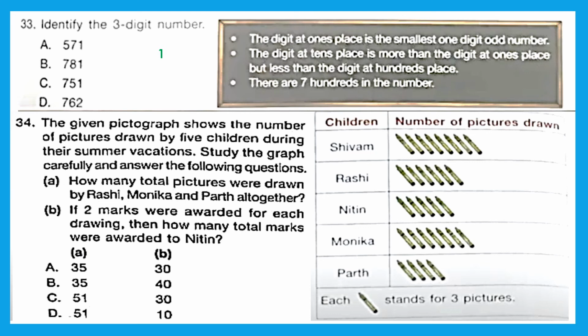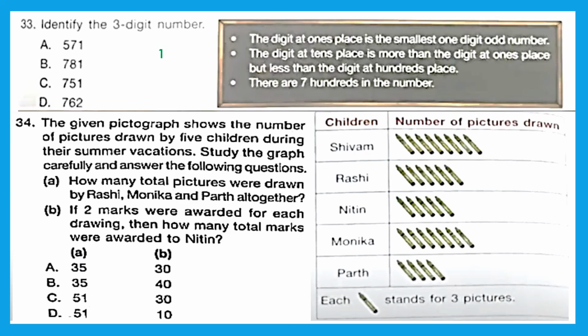Now let's see which option we can rule out. So option D cannot be the answer because it has 2 at its ones place. So A, B, C are the competitors. Now let's see the next one. The digit at tens place is more than the digit at ones place but less than the digit at hundreds place. So let's park the statement. We'll come back again to that clue.